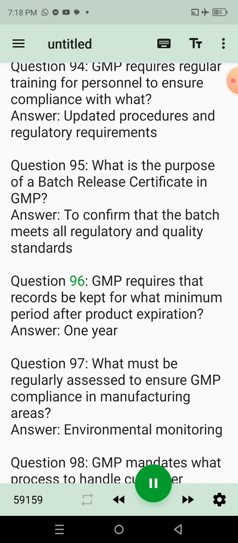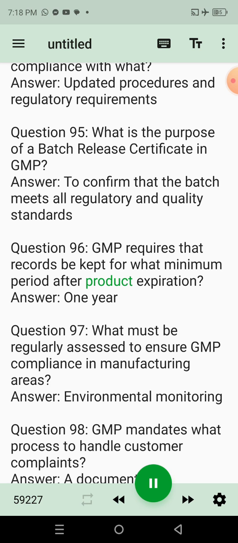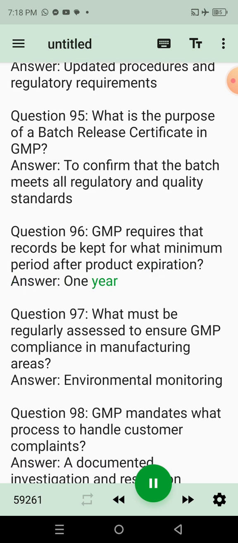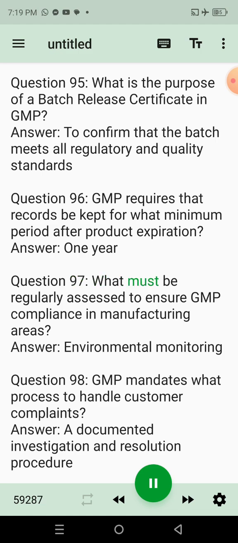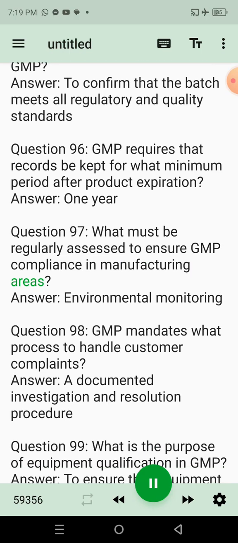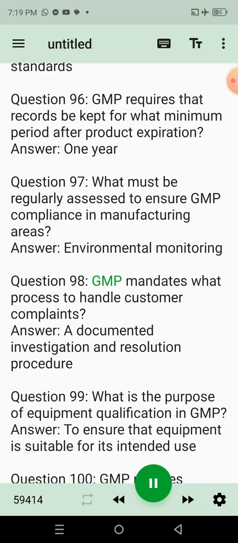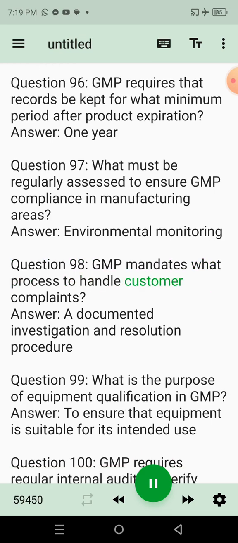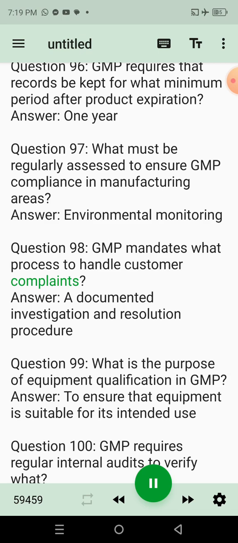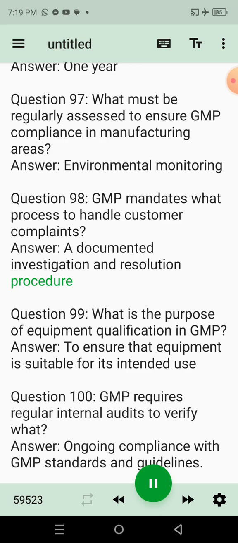Question 96. GMP requires that records be kept for what minimum period after product expiration? Answer: 1 year. Question 97. What must be regularly assessed to ensure GMP compliance in manufacturing areas? Answer: environmental monitoring. Question 98. GMP mandates what process to handle customer complaints? Answer: a documented investigation and resolution procedure.